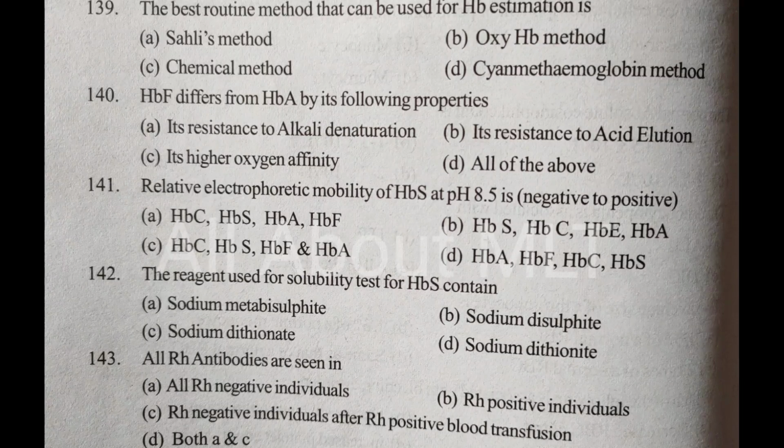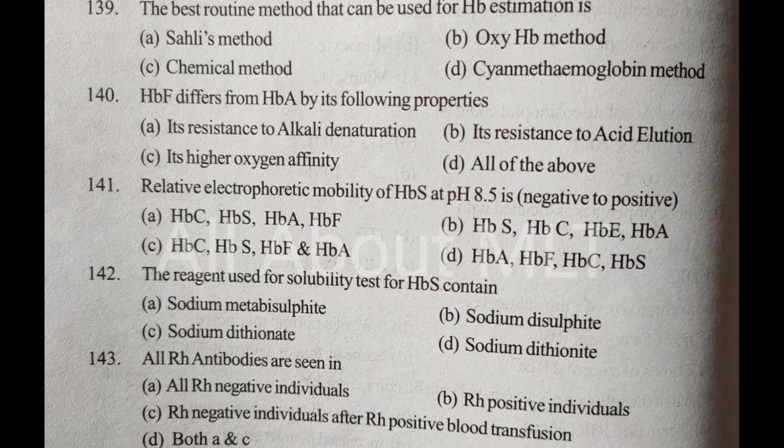HbF differs from HbA by its following properties. Option A its resistance to alkali denaturation, option B its resistance to acid elution, option C its higher oxygen affinity, option D all of the above. And the answer is option D all of the above.